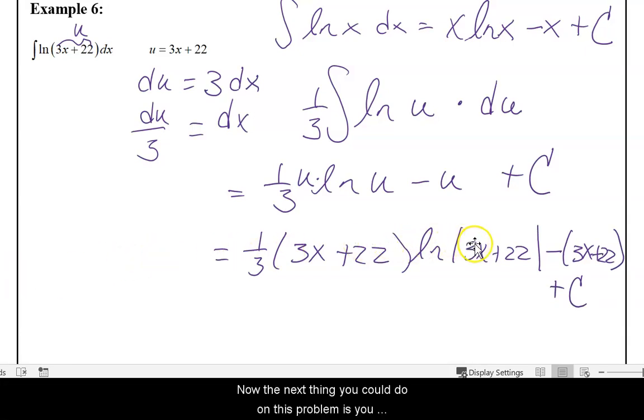Now, the next thing you could do on this problem is distribute the negative to clean that up a little bit. If you wanted to pull the 1/3 in as a cube root, you could do that, but there wouldn't be any point in distributing the 3x plus 22 over the natural log. In fact, on this one, I'd be tempted to leave it exactly the way it is here. This form of it reveals more clearly that these three parts are in fact identical and reveals the form of the equation. I would leave it like this.